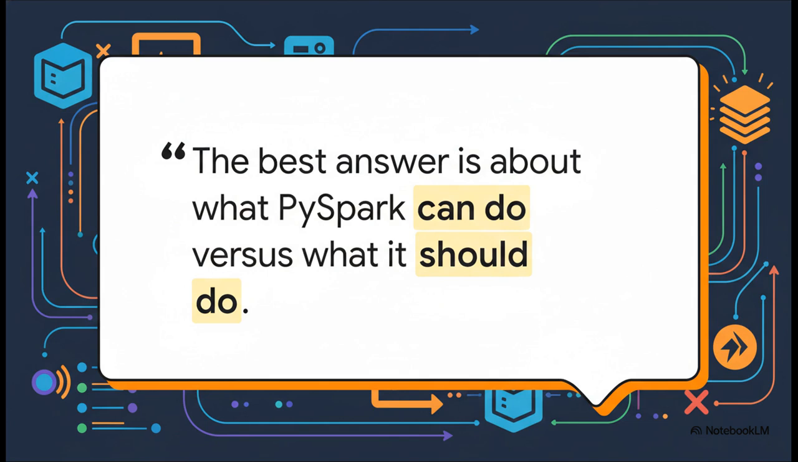So as you walk into that interview, just keep this one thought in mind. It's not about listing features, it's about explaining the trade-offs. Why you'd pick one strategy over another, when caching makes sense and when it's a terrible idea, and when you should step back and say, you know what, Spark isn't even the right tool for this. That is what's really going to impress them.